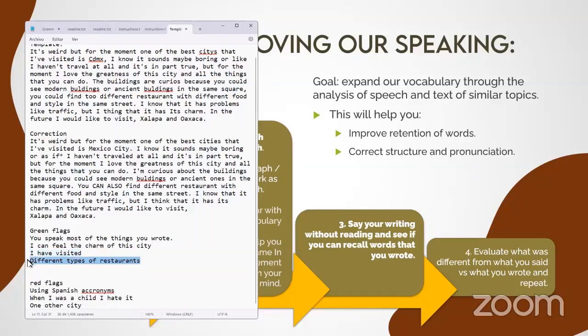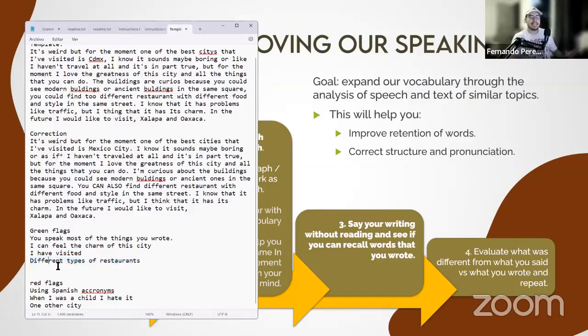The last part that I want to speak about in terms of green flags is this. There is a very common mistake in B1 speakers, A2, B1. They commit the mistake to say "different type of restaurant", which means that the person omits the plural. If you omit the plural, guys, when you speak, you are going to have a lower score. Your score is very, very low. So study that section very, very importantly, okay? Be careful, everybody, with your plurals.